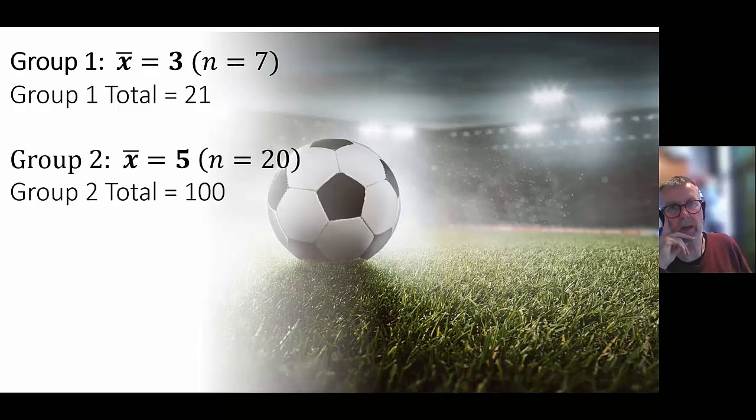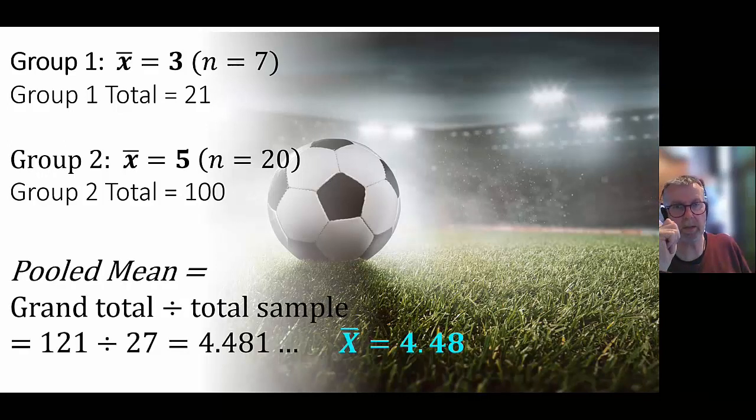Next, for group 2. The total for group 2 will just be its mean, 5, multiplied by its sample size, 20. Well, 5 times 20 equals 100. So now we can see that the overall total across both groups is just 21 plus 100, which is 121. And then we must divide this total, 121, by the overall sample size, which is just 7 plus 20, 27. And so, with a calculator, I worked out 121 divided by 27 to give 4.48148 and so on, which I then just rounded to 4.48.